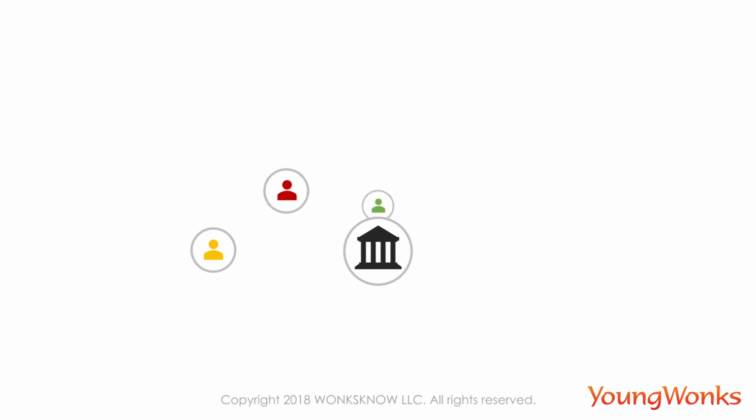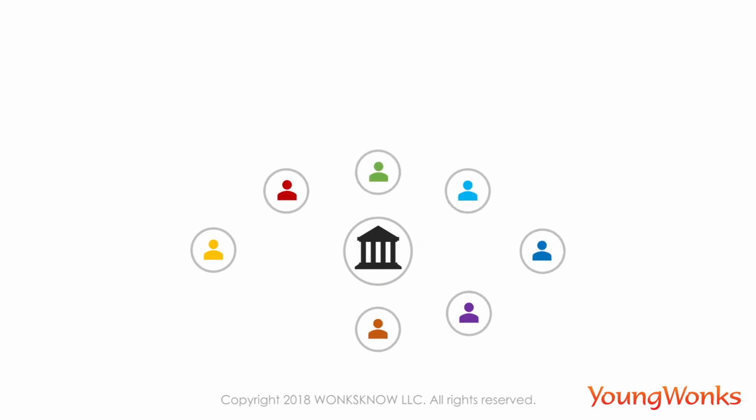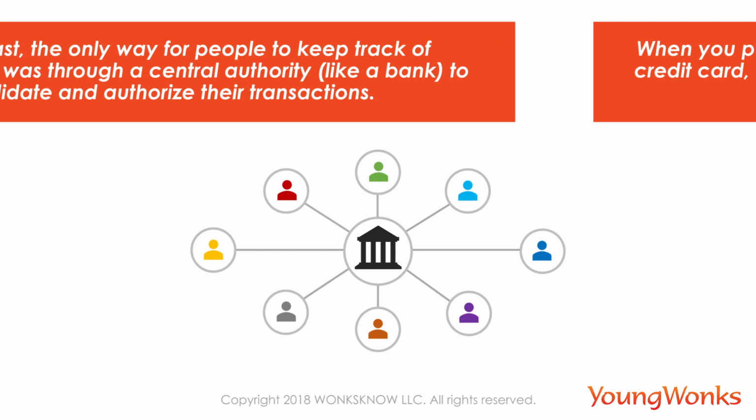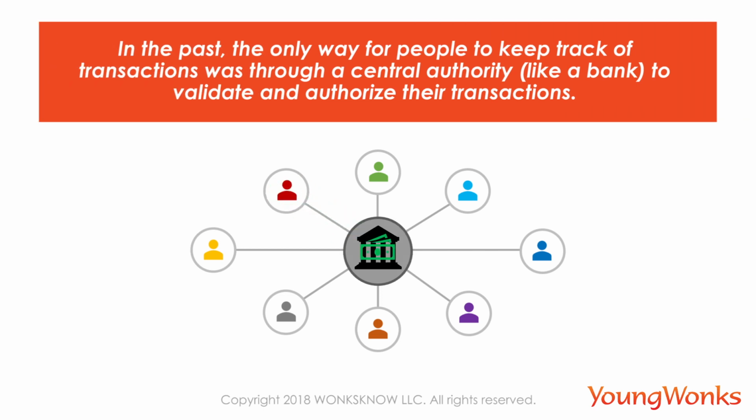Let's take a look at how a typical bank transaction works. When you purchase something at the grocery store using a credit card, the store trusts your card because they trust the bank that created it. In the past, the only way for people to keep track of transactions was through a central authority, like a bank, to validate and authorize their transactions.